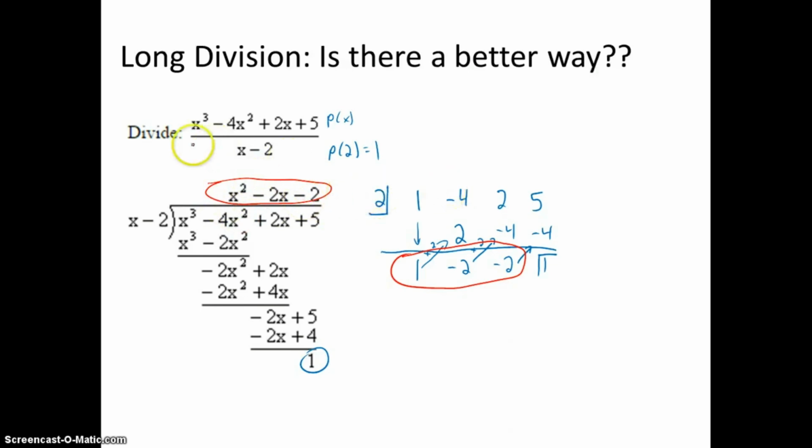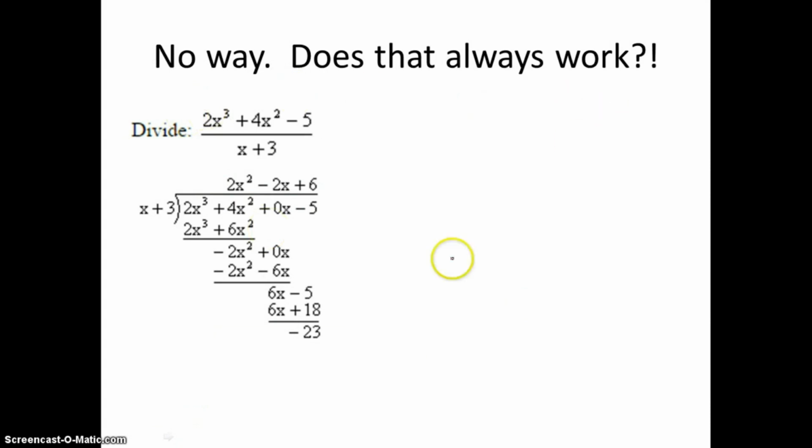So what this tells me is that the result of this is 1x squared minus 2x minus 2, and my remainder is 1. Let's take a look at another example. It does always work. I know it's pretty surprising. It's pretty cool that we can do this.